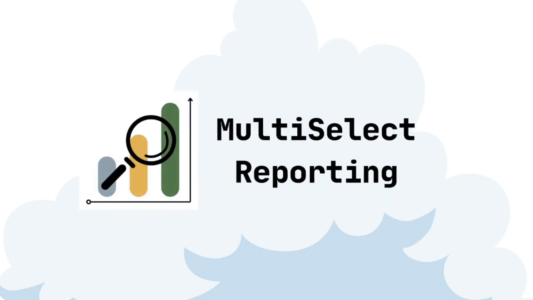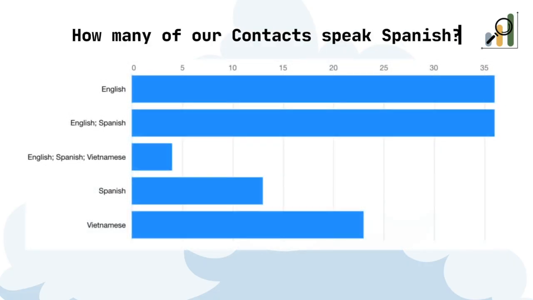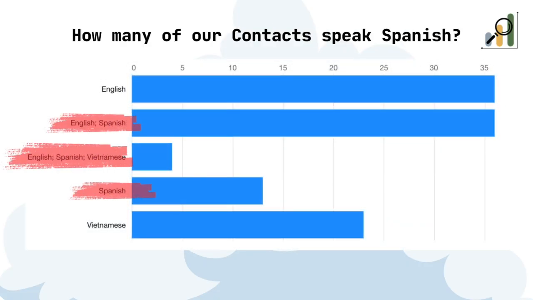Introducing MultiSelect Reporting, the app for reporting on multi-select pick lists. Real data is complicated, and sometimes multi-select pick list fields are the right choice. But when it's time to report on your data, groupings are confusing and unintuitive.